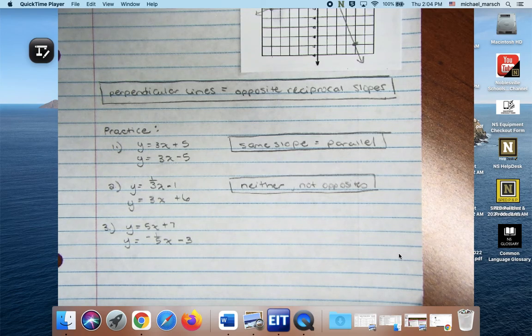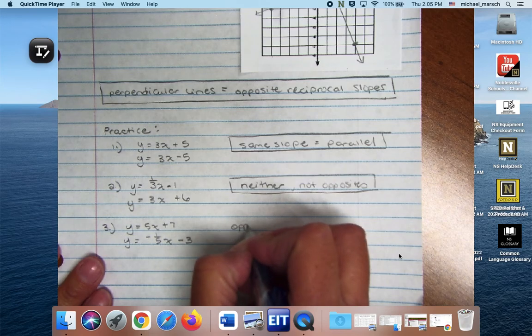y equals 5x plus 7. y equals negative 1/5 x minus 3. Parallel, perpendicular, or neither? It is perpendicular. Opposite reciprocals.